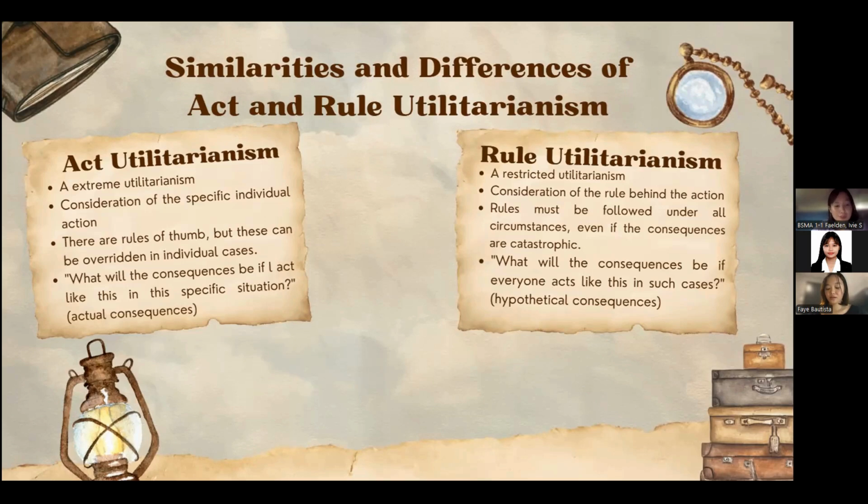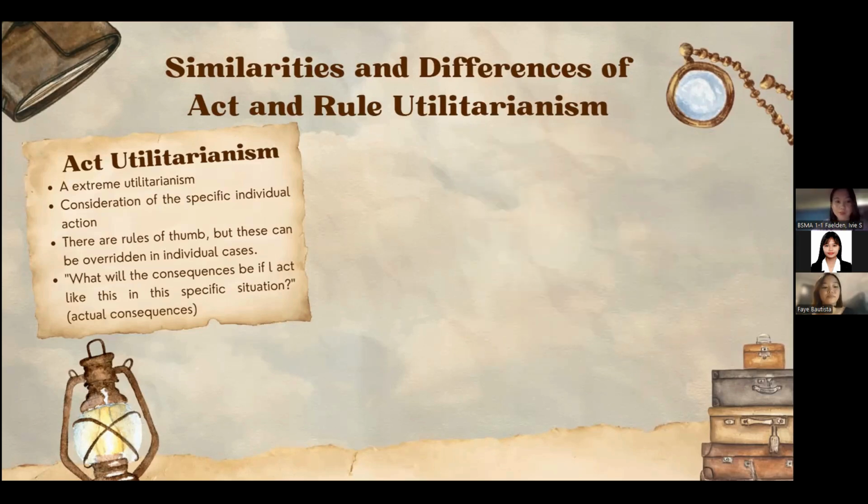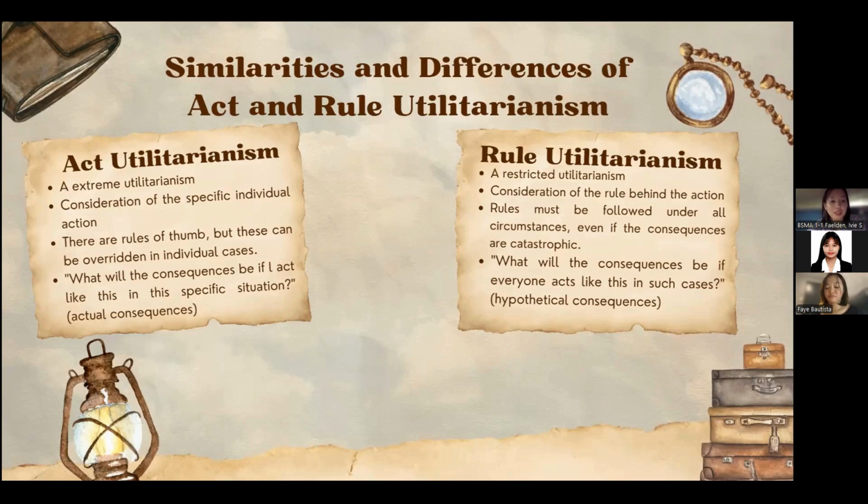Rule utilitarianism emphasizes the rule behind the action rather than the specifics of the individual situation. It focuses on what should be done if everyone followed the particular rule in similar circumstances. In this view, rules must be followed under all circumstances, even if following them leads to undesirable outcomes. Lastly, rule utilitarianism asks, what will the consequence be if everyone acts like this in such cases? They consider hypothetical consequences based on universal adherence to rules, focusing on the broader impact on society.